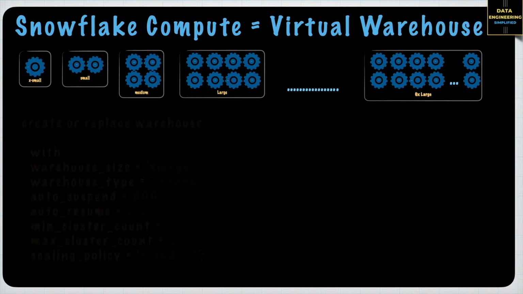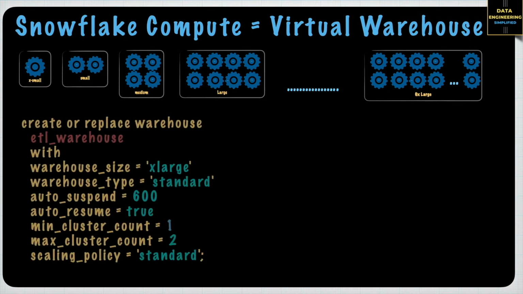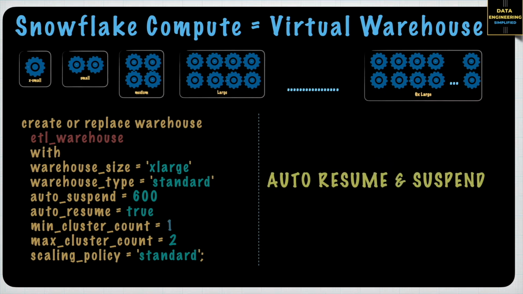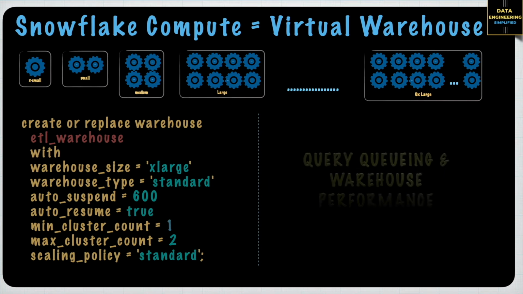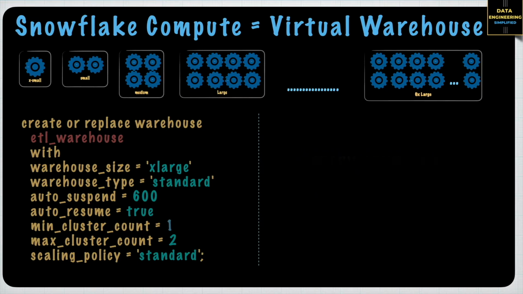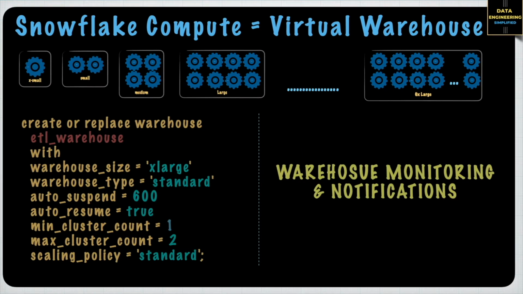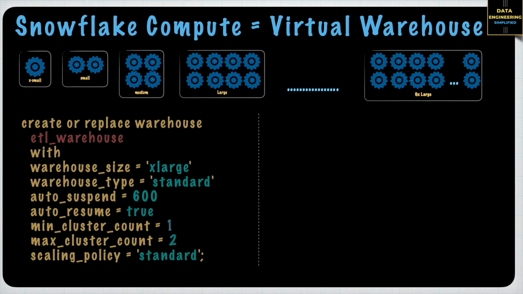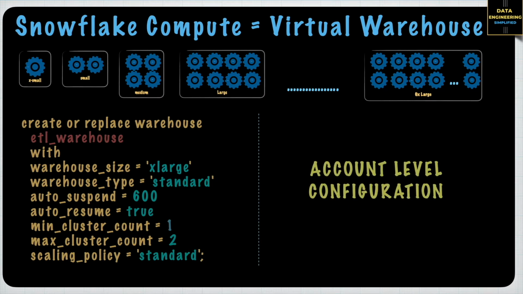Compute is the heart of any large processing system, and if you don't know how to manage concepts like scale up and down, scale in and out, or multi-cluster configuration and scaling policies, auto resume and auto suspend, query queuing and warehouse performance, monitoring the compute to limit the credit usage and notification services, result caching and cache purge, and account level configuration for parameters like query queuing, etc.